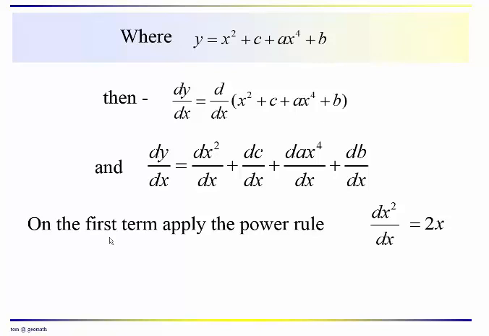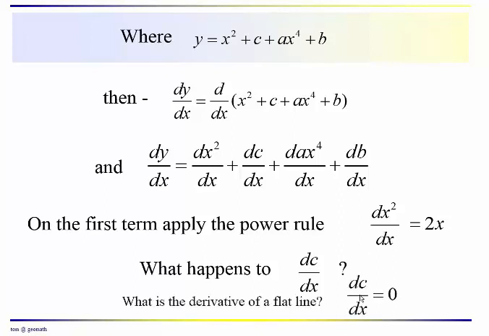So the first term, apply the power rule. We get 2x. So we're just beginning to use our rules here. And just remembering again that the derivative of a constant is equal to 0. So we know that dc dx and db dx are both going to be equal to 0.